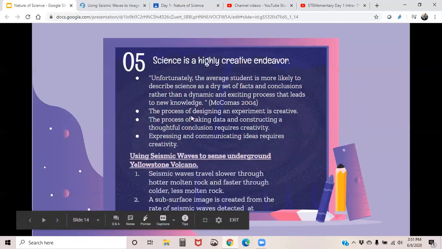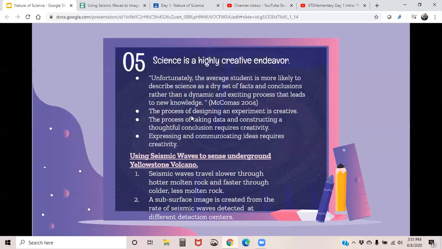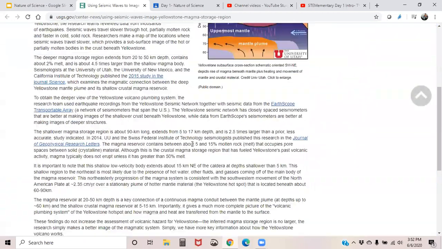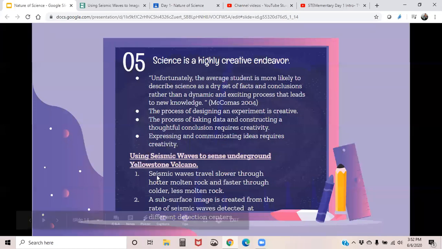Another example of this would be using seismic waves to sense an underground volcano beneath Yellowstone volcano, right? I'm going to show you this particular website. This is where you can read more about this if you're interested. Seismic waves travel slower through hotter molten rock and faster through colder, less dense rock. Just like how we use seismic waves to locate the epicenter of an earthquake, we can use seismic waves to help us infer what inside the earth is molten, what inside the earth is solid. This is a very creative approach to understanding what's underneath the earth.